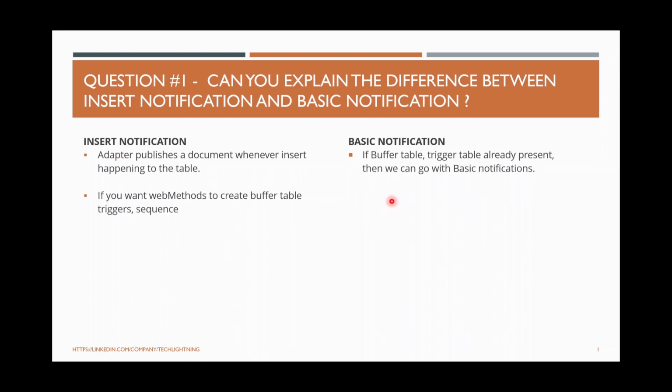And what is the difference between both? Mainly, when we create an insert notification for a particular table, it will create the required buffer table, triggers and sequence. But in the other case, basic notification, if someone from the DBA or database team has already created the buffer table, trigger and sequence, and I want to process the records from that particular buffer table, then we will go with the basic notification.